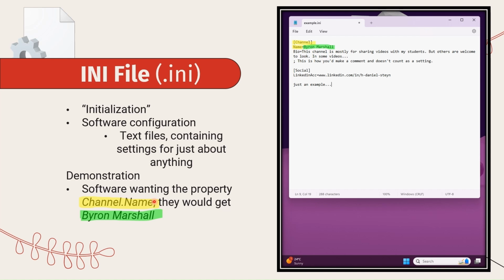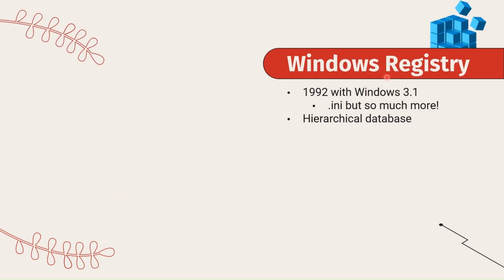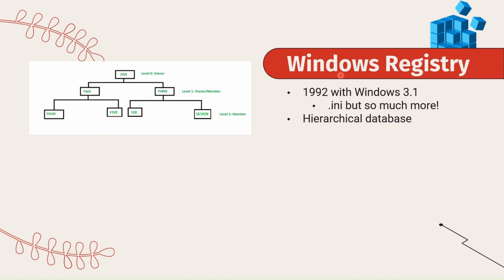This is a pretty simple example, because in reality things were a lot more complicated and would become a little unorganized. So the shift to Windows Registry was almost necessary. Here comes Windows Registry, 1992, with Windows 3.1. It was a lot like the INI files, but so much more. It was organized in a hierarchical database structure. As you see here, theoretically, this is what it would look like. One thing holds two different things, and these things also hold little things in themselves, and it creates this tree structure, as it's often referred to.